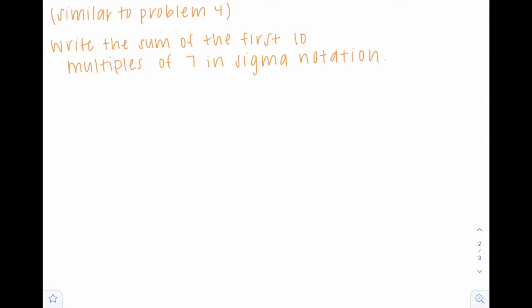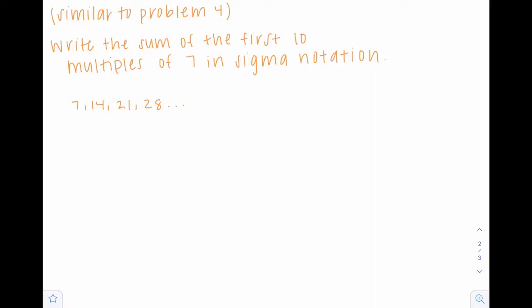So let's remember the first thing that we want to do is find our function that's going to go inside of our sigma. So to do that, I'm going to start by writing out these multiples of 7 so that we can start to look for a pattern and then find our function. So we have 7, 14, 21, 28, and so on. So now looking at this, you guys should be able to recognize that this is an arithmetic sequence.